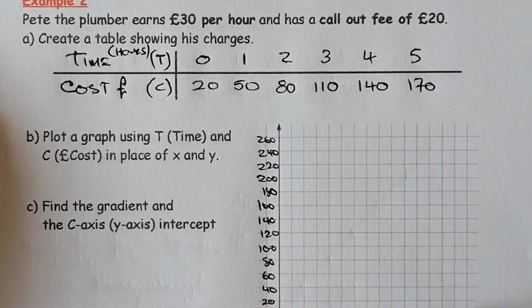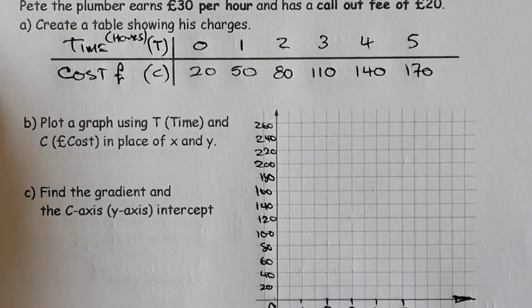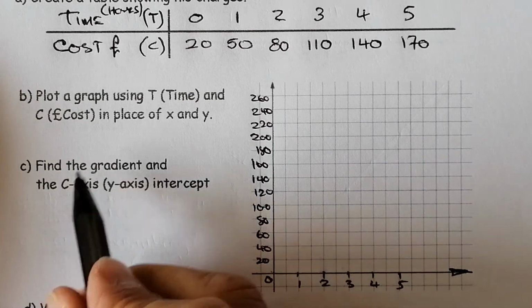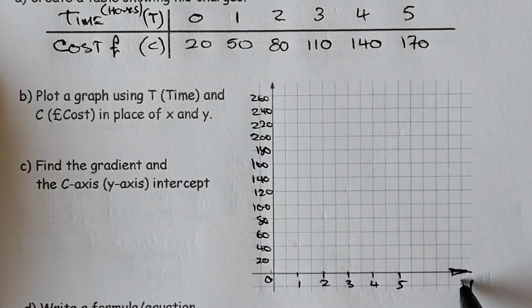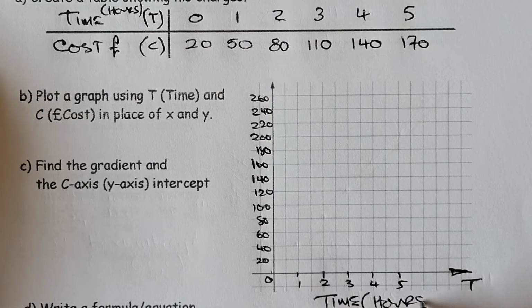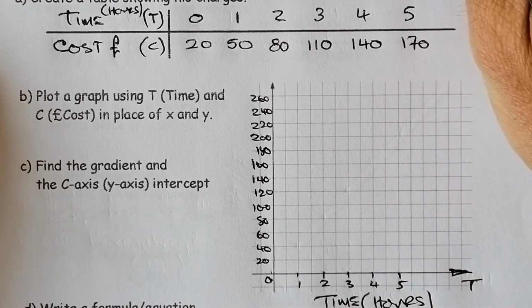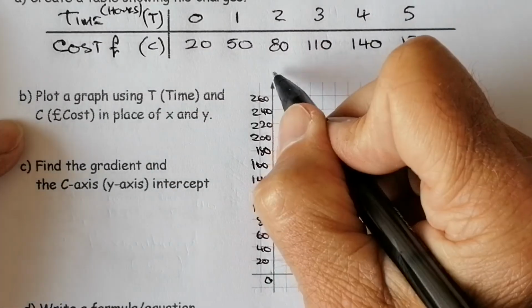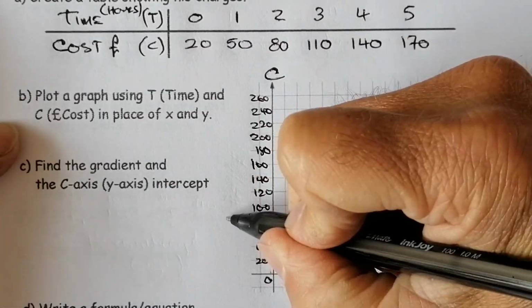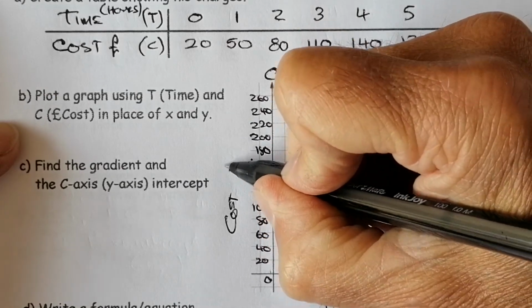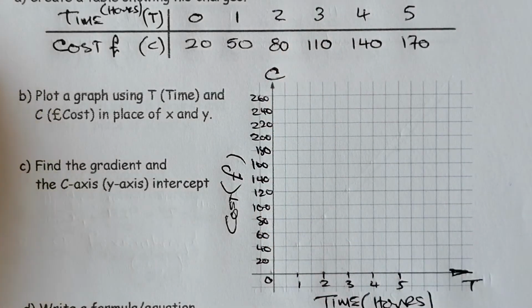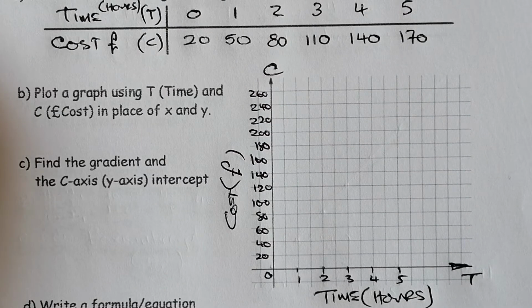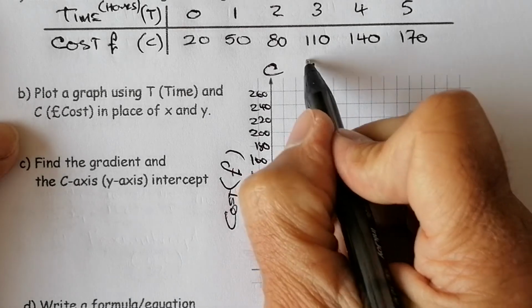On my axes, remember, at the bottom here, my axis is going to be the time axis. So this is going to be T. This is going to be time, and that's in hours. On the vertical, it's going to be the cost. So that's going to be C, and this is going to be the cost, and I'm going to say that that's in pounds. Okay, so that's what my graph is about there. For a title for the graph, we could just say the plumber cost maybe.